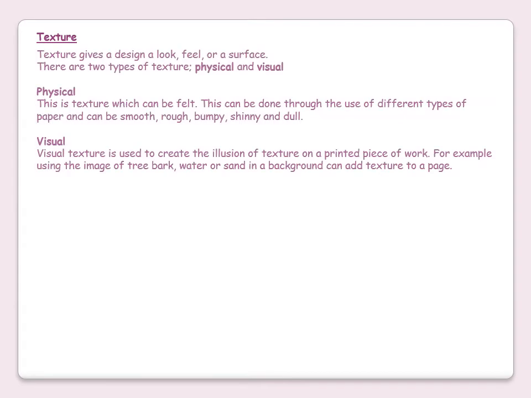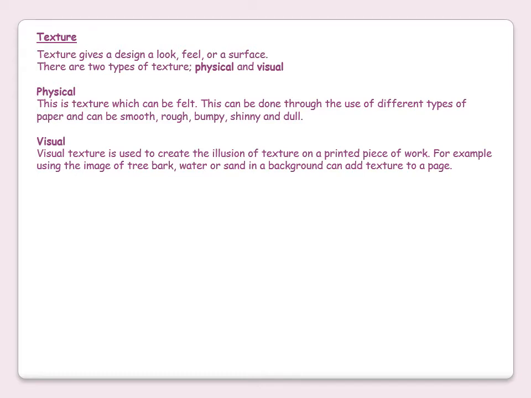Texture. Texture gives a design a look, feel or a surface. There are two types of texture. There is physical texture and visual texture. Physical texture is a texture which can be felt. This can be done through the use of different types of paper and can be smooth, rough, bumpy, shiny and dull.